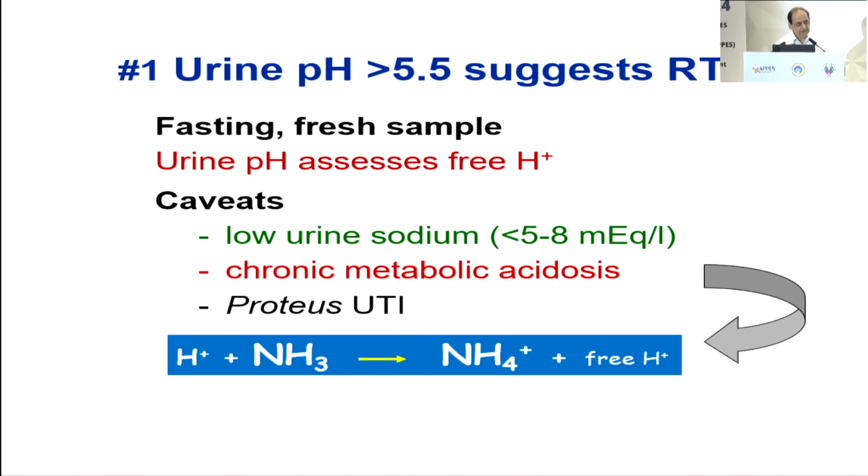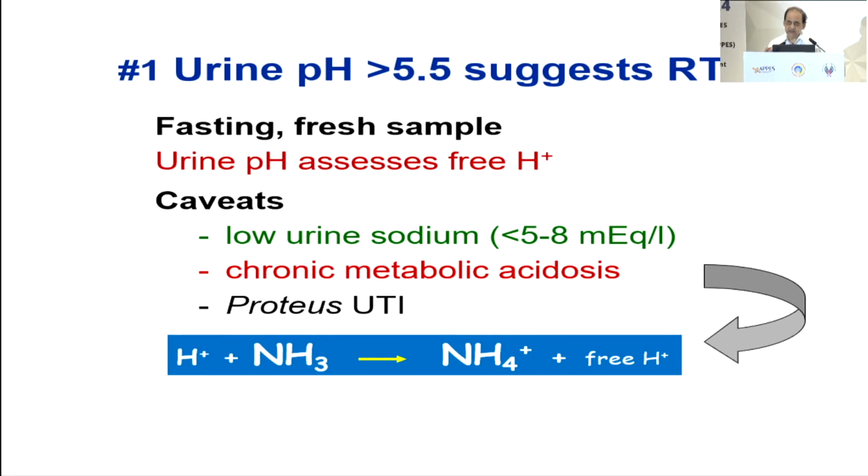When you do a urine pH in somebody who has acidosis, if the urine pH is high, say more than 5.5, it would suggest RTA. This should be a fasting and a fresh sample. So don't take an old sample wherein you can get bacteria proliferating and so on. But remember always that the urine pH is only looking at the free hydrogen ions.